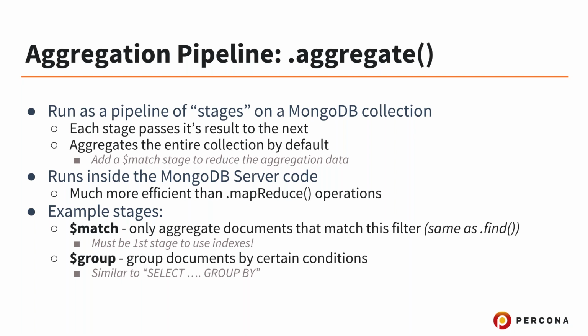The stages are processed in a pipeline, so each stage passes its result on to the next, so that you can send down the result into whatever you're trying to get it down into. And it has a lot of different stages that I've already mentioned many times. I'm just going to go through some examples that you can, running it on a collection, you can match documents that you want to aggregate, which is important because by default, an aggregation runs on an entire collection on everything.